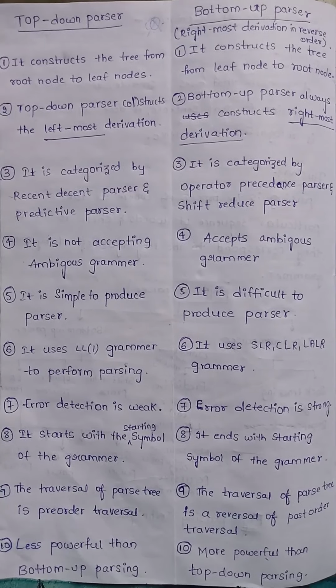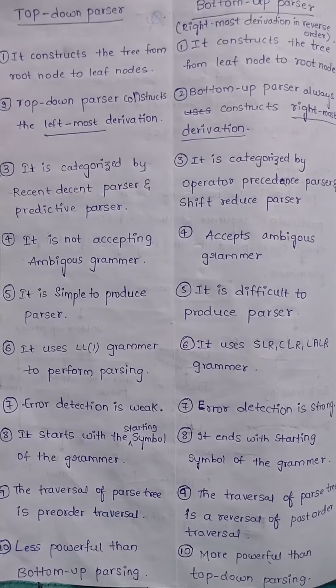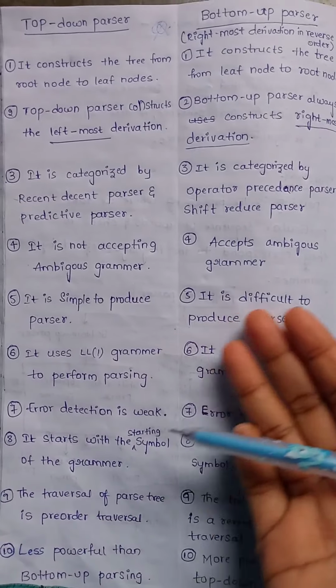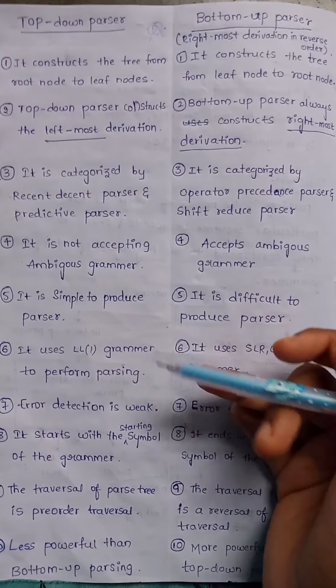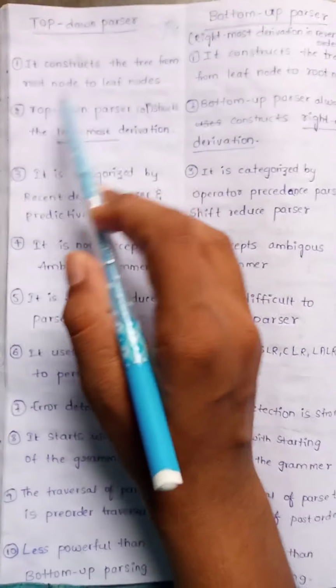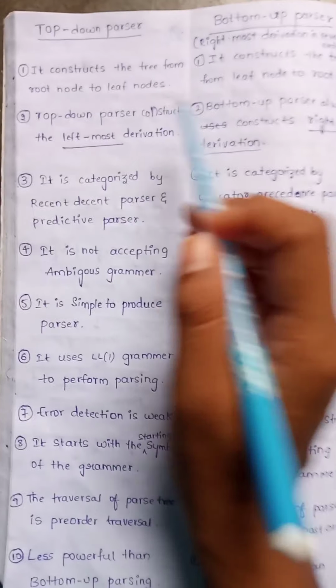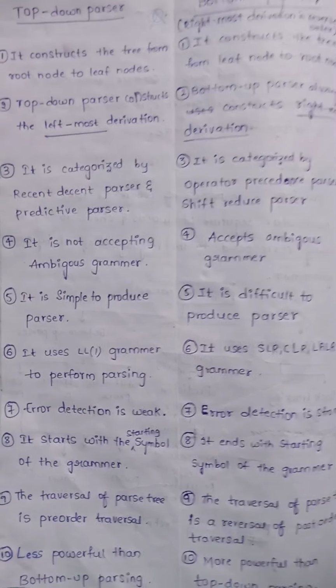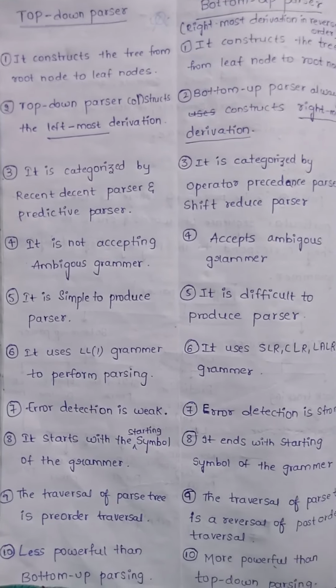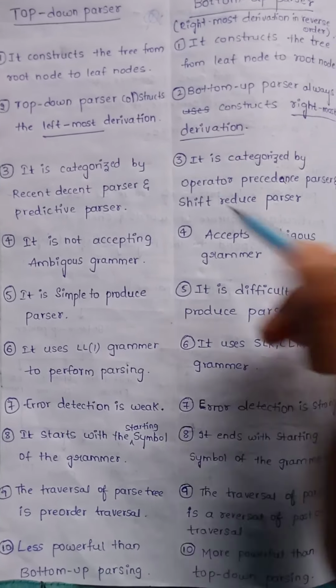So today I want to explain about top-down parser and bottom-up parser. As you see here, there are differences between top-down and bottom-up parser. So let me explain it. First, it constructs a tree from root node to leaf node. So here in top-down parser, whenever you are solving the problem, you will draw the parse tree from top to bottom. So that is the meaning of this.